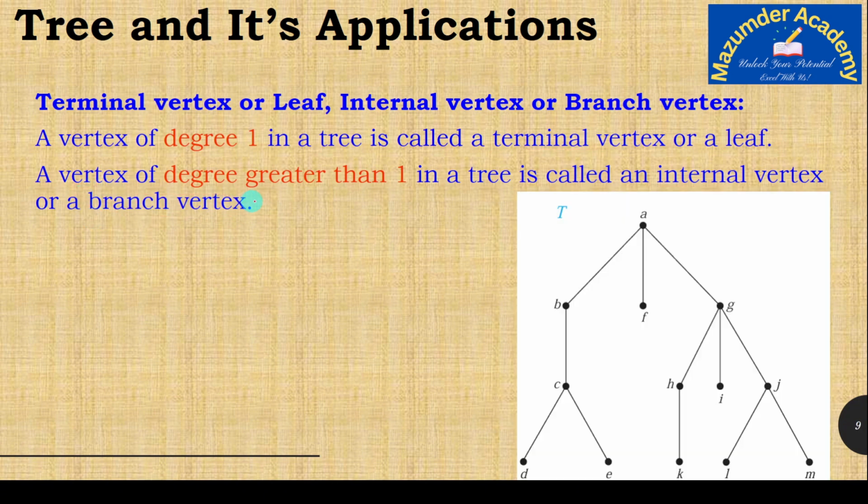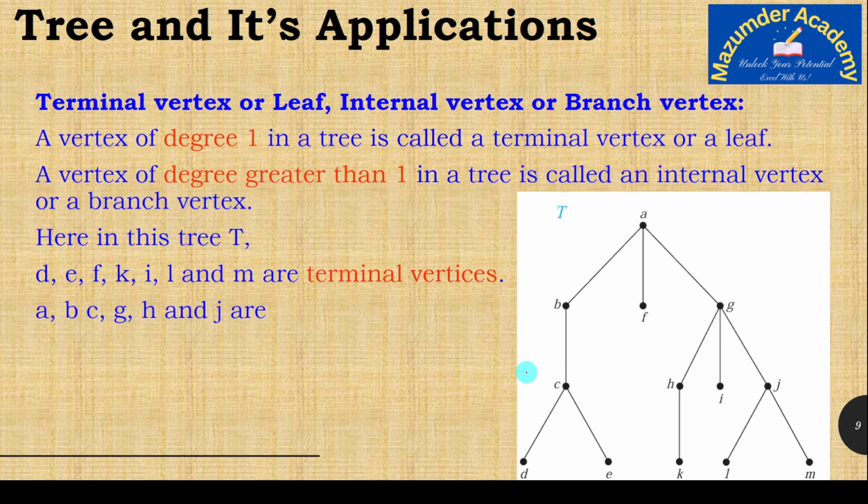Now let us see an example tree. So for example, in this tree, if I just talk about D, D is of degree 1, therefore it is a leaf vertex or terminal vertex. So what are the terminal vertices here? D, E, F, K, I, L, M. These all vertices are of degree 1, therefore they are terminal vertices, and all the remaining vertices including the root have degree greater than 1, and therefore they are branch vertices, or you can say internal vertices. So I have written here in this tree, these are the terminal vertices and these are the internal vertices.